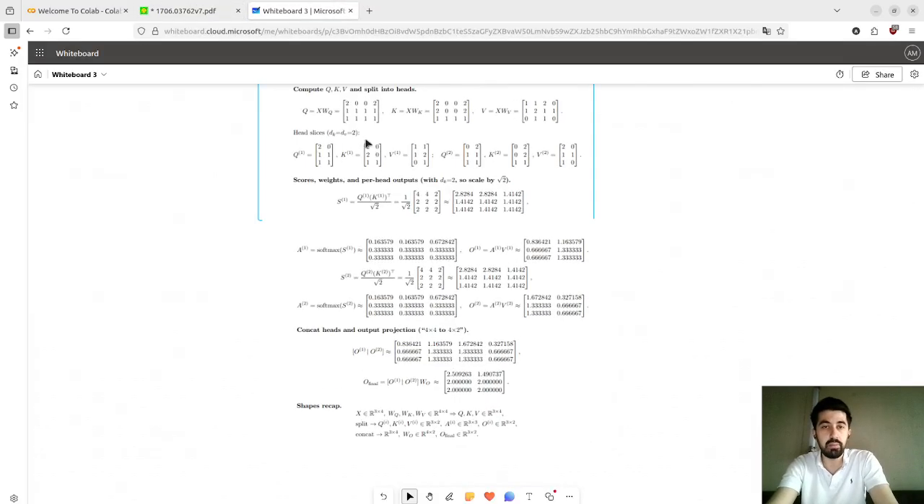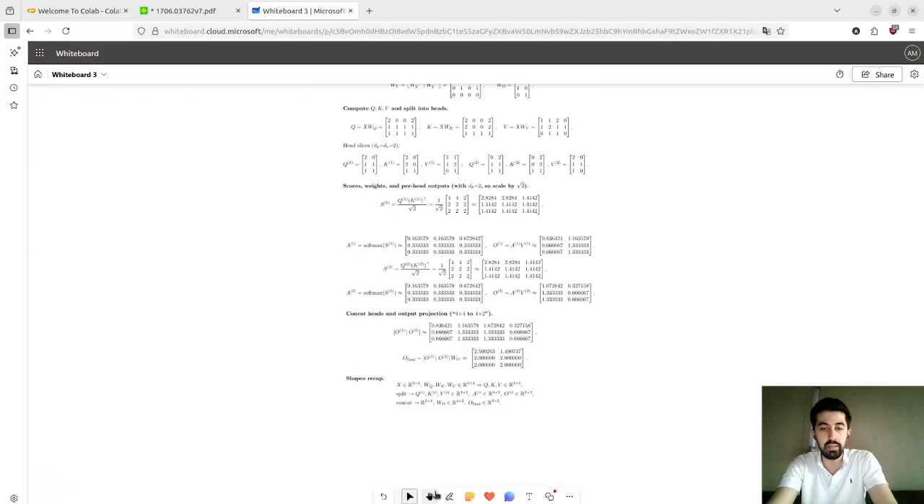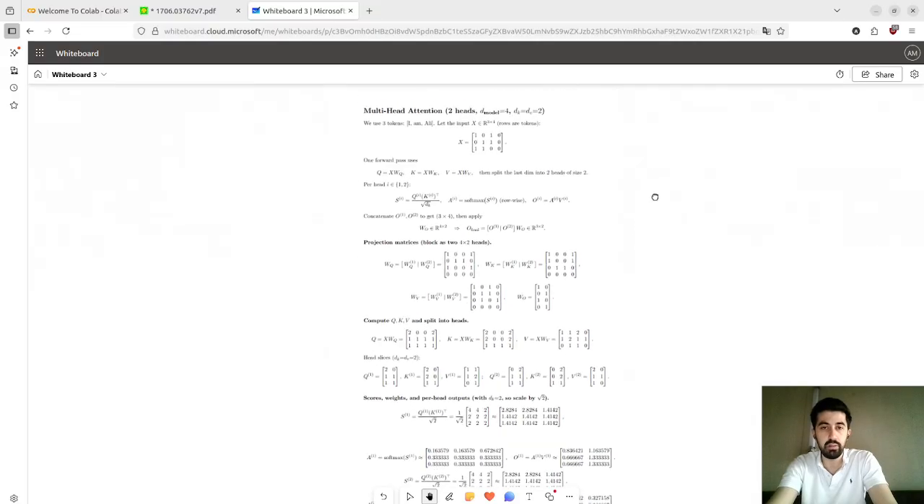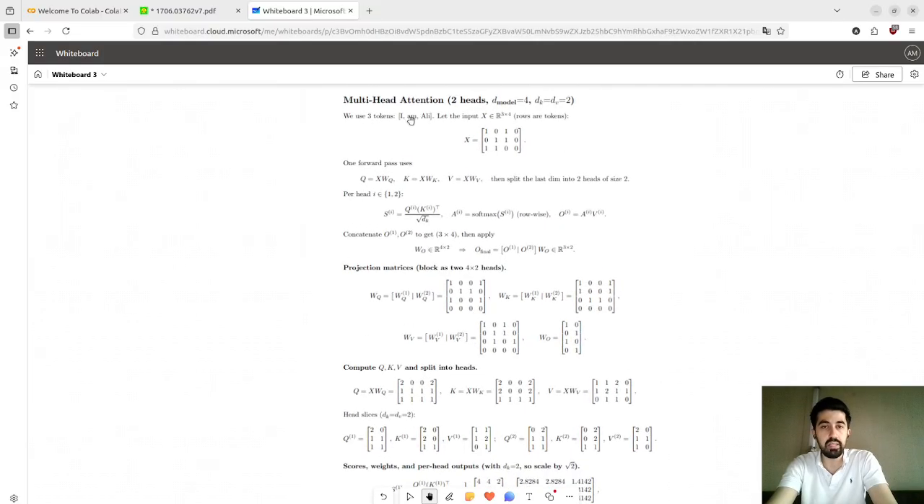So here I put a tiny numerical example over my whiteboard. So let's say we also have I am Ali, but instead of 3 by 3 as before, let's say we had 3 by 4. So every word is described by a vector of size 4.